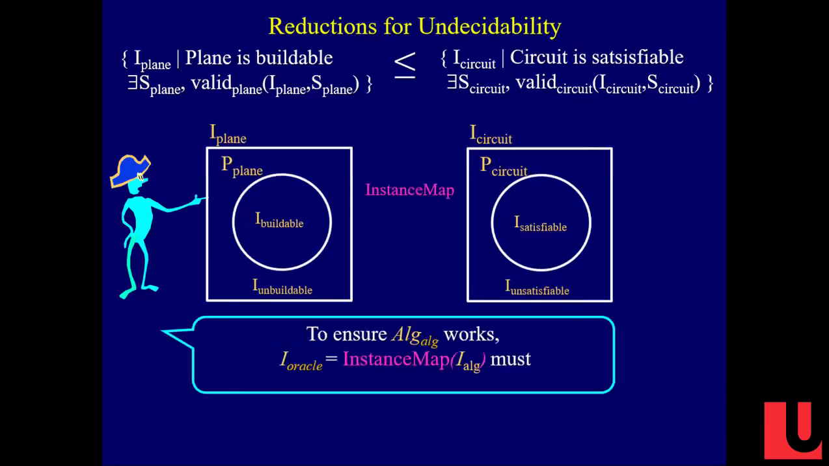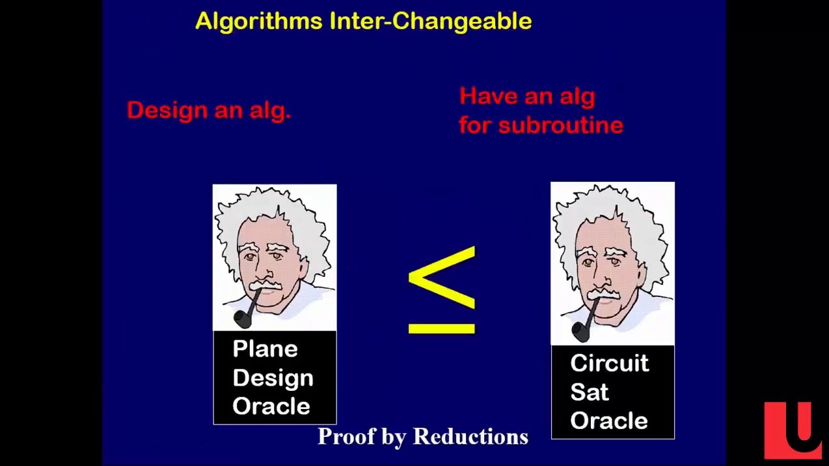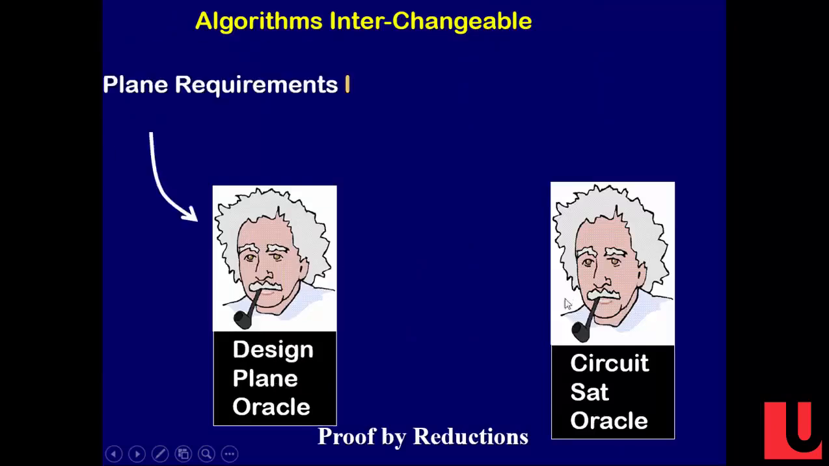We're going to do our mapping, our instance map. We're going to map airplanes over to circuits. So here, let's do it. Here we have an algorithm for SAT. So what does this guy give us? He gives us the requirements for an airplane. And we have to give him, our oracle, a circuit. So let's build a circuit. First, what do we want? We want a circuit. And what is this circuit going to compute? It's going to compute this.